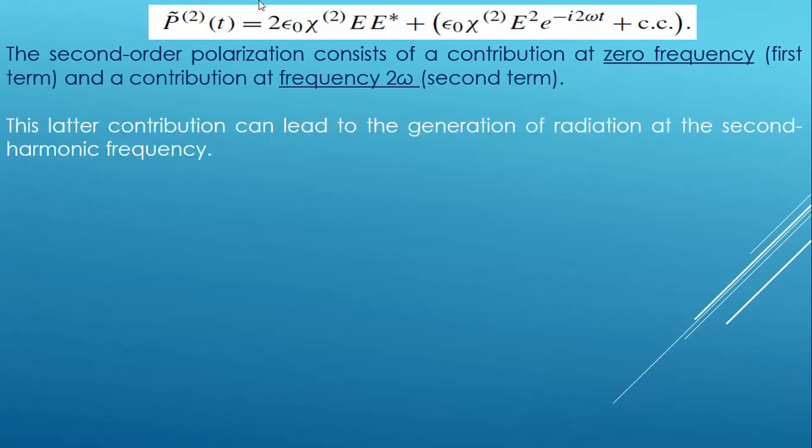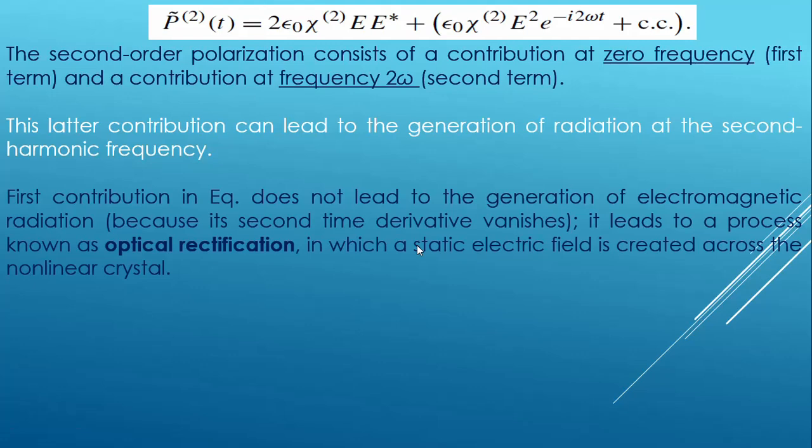This latter contribution can lead to the generation of radiation at the second harmonic frequency. So in this equation we have e raised to minus I 2 omega t. So we have a 2 omega part. That is basically known as the second harmonic frequency. The first contribution in the equation does not lead to the generation of electromagnetic radiation because its second time derivative vanishes.